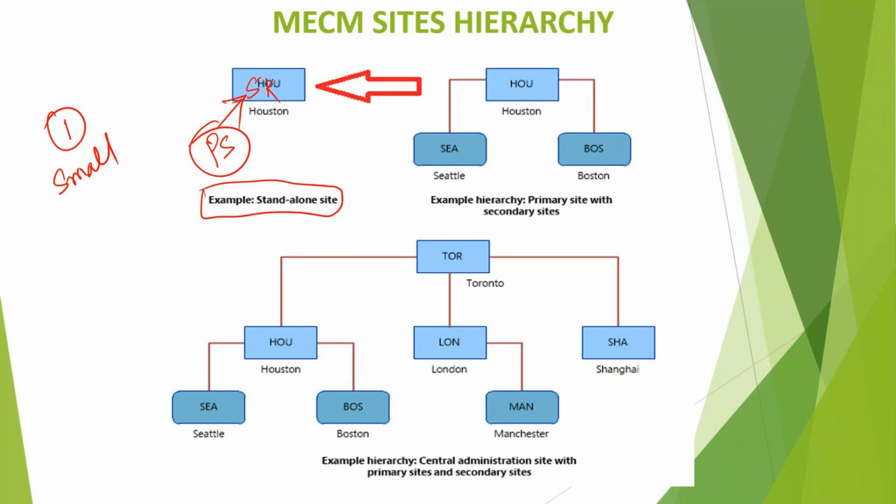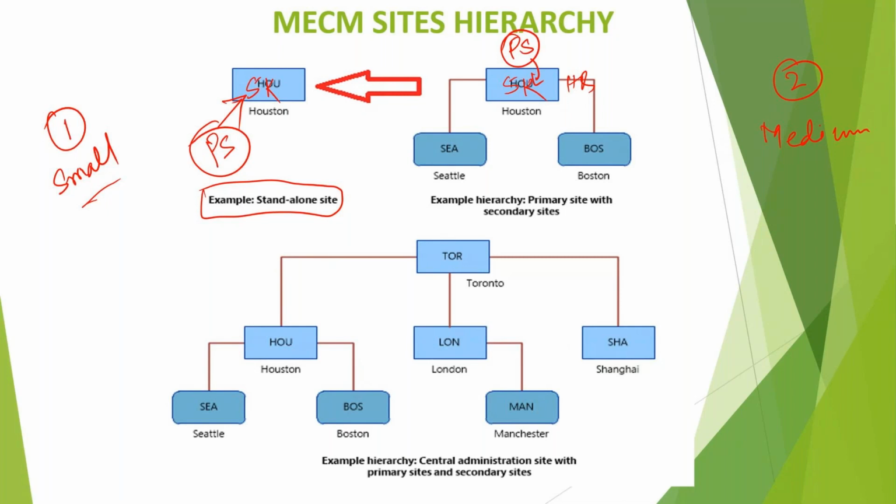But in case you have a medium-size organization, for a small organization this architecture is good. In a medium organization you have headquarters plus branch offices. Let's say 5,000 devices are still there in Houston, and you have installed a primary site to manage all these 5,000 devices. This is like headquarters, right?